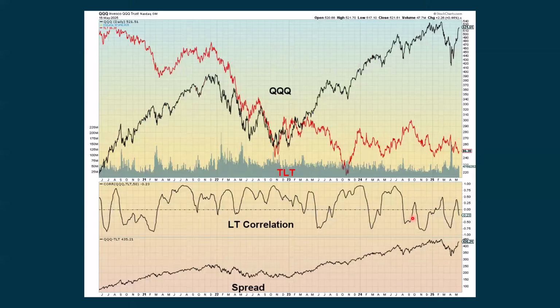That same approach is used with the QQQs, which is growth, compared to the long-term bond here in red, the TLT. And their long-term correlation right now is pretty much neutral, but it is starting to get weaker as we're seeing them move in slightly opposite directions from each other.